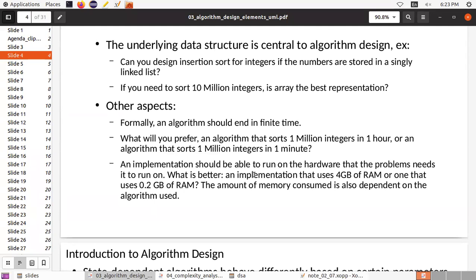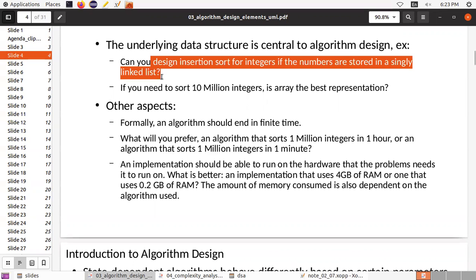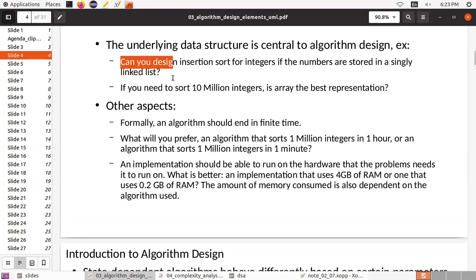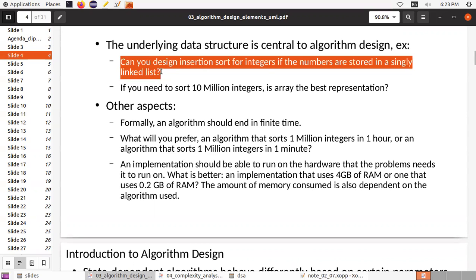The underlying data structure is often very important to algorithm design. So can you design insertion sort for integers if the numbers are stored in a singly linked list? What is the answer to this? 2 bonus points. Can you do insertion sort if the numbers are stored in a singly linked list? This is a question for 2 bonus points.